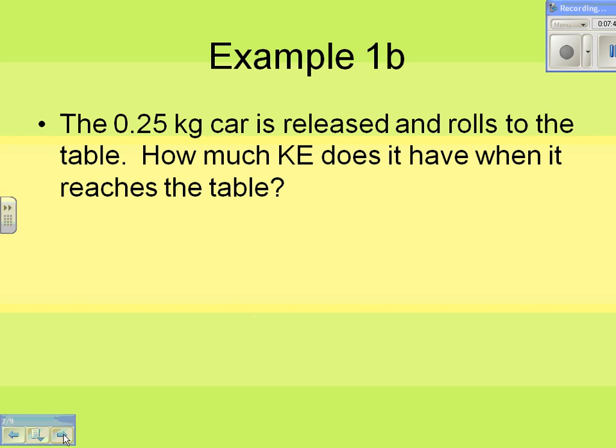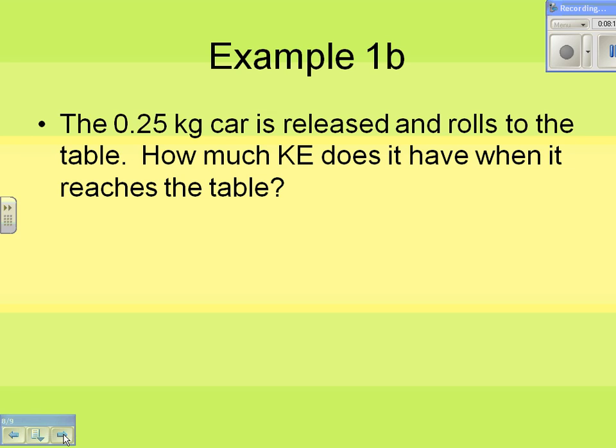Now, the second question is, as it's released and rolls down the ramp to the table, how much kinetic energy does it have when it reaches the table? A really important point is that the law of conservation of energy states that it's going to have the same amount of energy all the way down. No energy is going to be created or lost during this. It will just change forms.